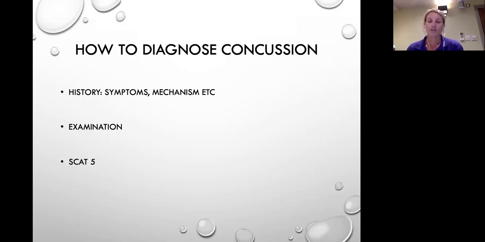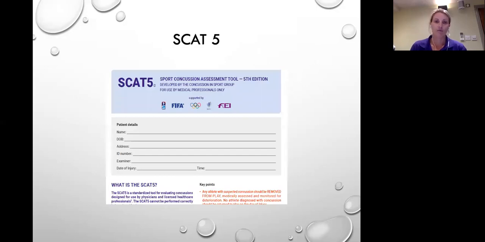But one thing that we do is a SCAT-5 examination. So SCAT-5 form, this is just a screenshot of the first page, is a concussion assessment tool. And you can find this online. If you literally type in SCAT-5 to Google, you'll get this that comes up. And it leads you through it. And it's an assessment of symptoms, of memory, of coordination, of balance. There's a little bit of mental agility in there, such as counting numbers back, recalling numbers backwards.